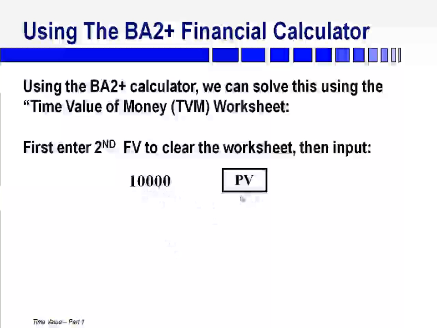So 10,000 is our present value. 1 is our number of periods. Now in this case, a period is a year, and we have 1 year.